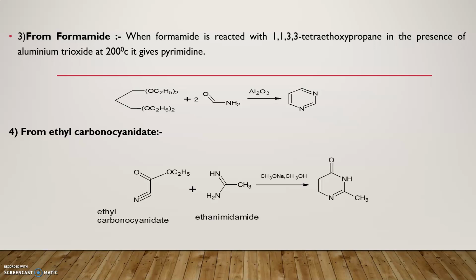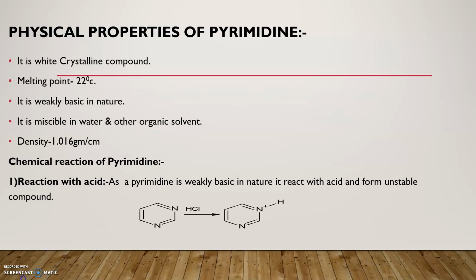Likewise, the fourth method for synthesis of pyrimidine is from ethyl carbonocyanidate. When ethyl carbonocyanidate is reacted with ethanimidamide in the presence of sodium methoxide and methanol, formation of 2-methyl-4-pyrimidone takes place. That is all about the various synthetic methods of pyrimidine.